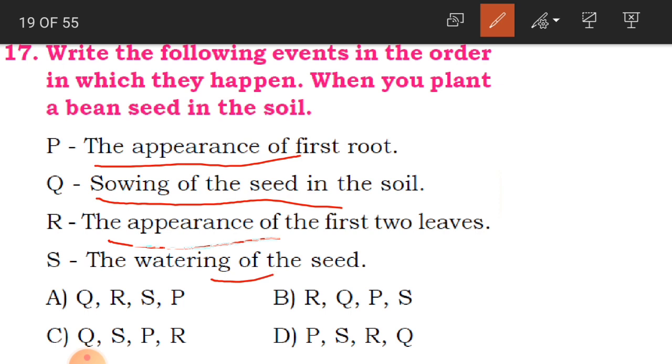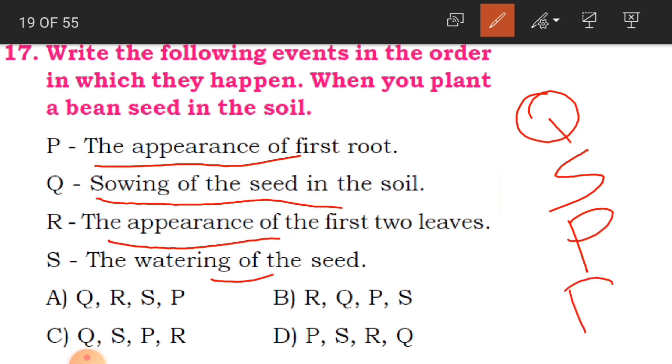Now children, first what we will do? We have to sow the seed in the soil, so first comes Q. Then what will happen? We have to water it. After sowing the seed, we have to water it, so next comes S. After that, the appearance of the first root, so then P. And at the last, the appearance of the two leaves, that is R. Q, S, P, R sequence is in the C option. Clear, children? So this is the correct answer.